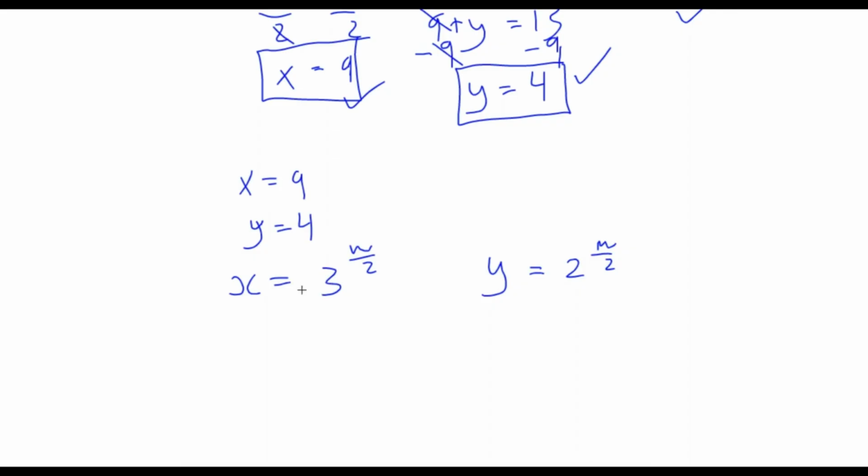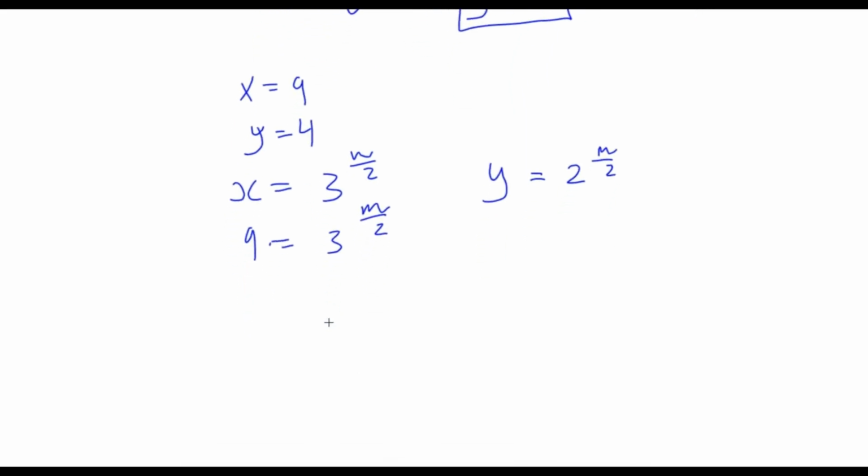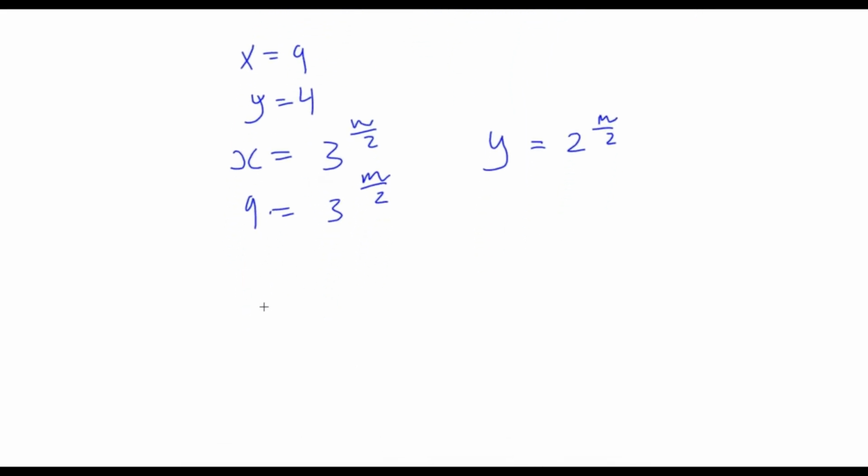So let's first start with x equals 3 to the power of m over 2. So if we plug in 9 for x, we get 9 is equal to 3 to the power of m over 2. Now 9, this is the same thing as 3 squared, right? So now we get 3 squared is equal to 3 to the power of m over 2.